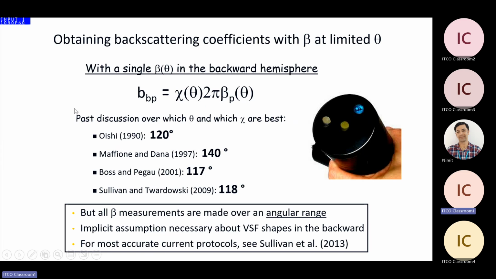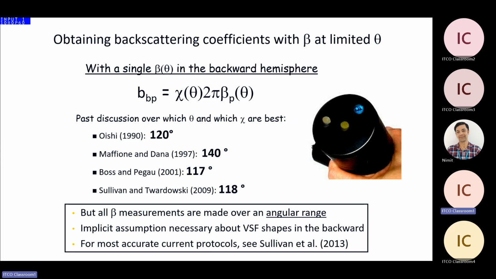So we have this chi factor here that's used as a conversion for the specific beta, and I should rewrite this as beta p, and it's the average. So it's really beta of theta with a bar over it. That's the specific measurement we're making with the ECO, and then this chi factor has been looked at in a number of studies. This study from Sullivan and Twardowski came up with 118 degrees as the best angle, but there's a specific chi in the Sullivan et al. 2013 paper for the ECO, and that's the chi that converts this beta to the backscattering coefficient that we use in all of our measurements and all of our algorithms, et cetera.